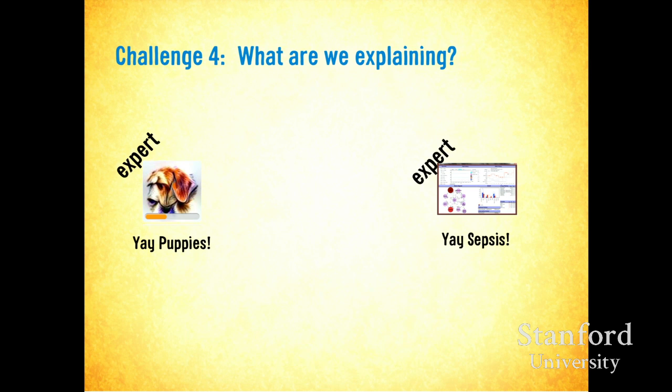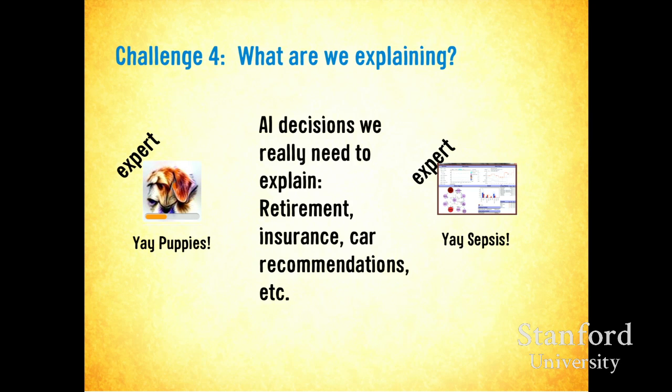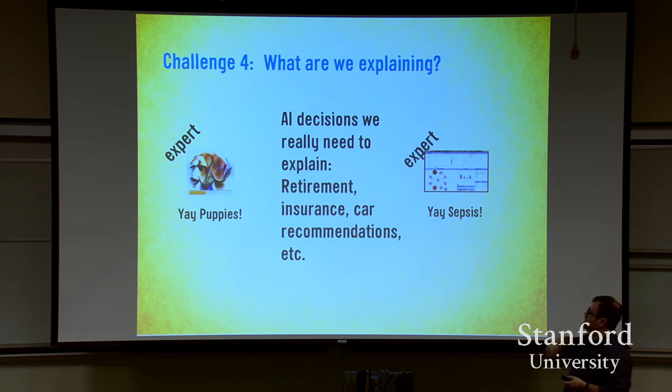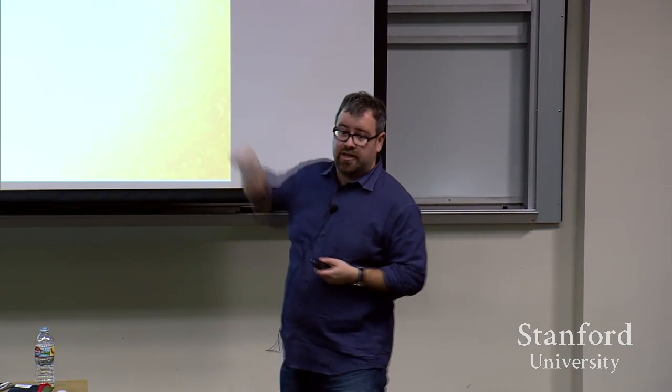These are expert systems. Where I think we're failing, and I'd like to see us doing more, is helping people make AI decisions and explaining AI decisions around things that people do all the time. So figuring out your retirement portfolio, picking between a bunch of insurance companies, making car recommendations, and so on, things that non-experts need to do.